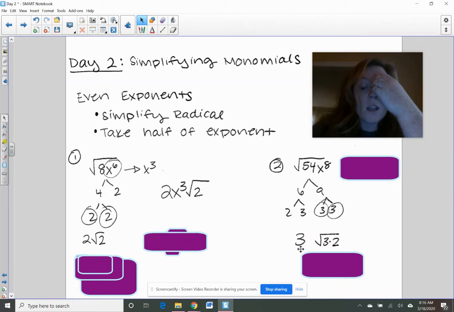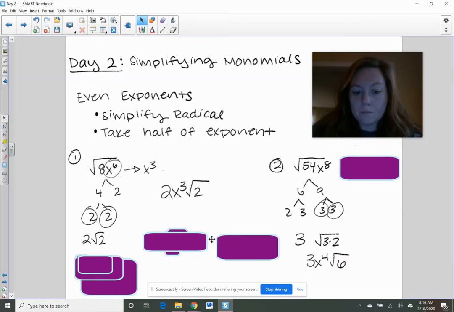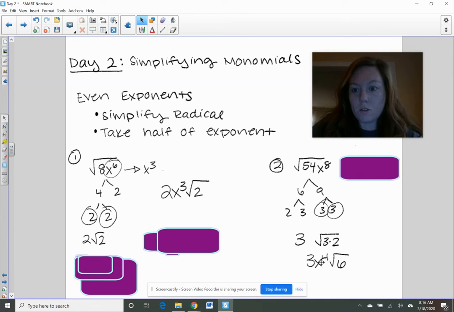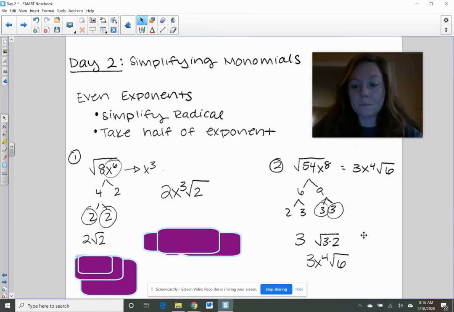Now, the last thing we have to do is deal with this square root of x to the 8th. Again, all we're going to do is just take half of the exponent. It's half of 8, 4. So you see what I did? Just x to the 4th. And that's my final answer. That's it. Let's keep going.